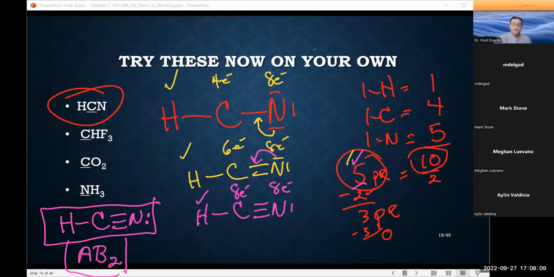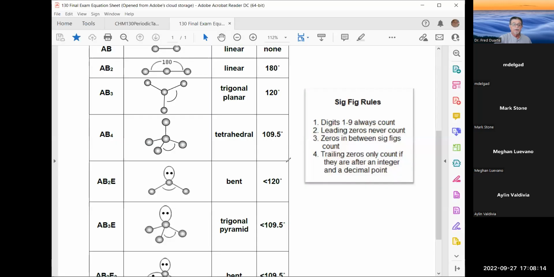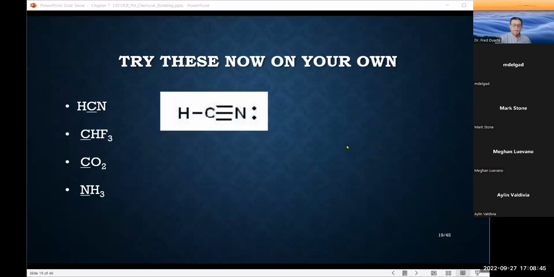With that information, we go to the shapes table and we search for AB2, and there it is right here, AB2. Its name is linear, and that bond angle is 180 degrees. So here's carbon right there, here's nitrogen right there, and there's hydrogen right there. Bond angle 180 degrees. The geometry is called linear. And that is the formula.